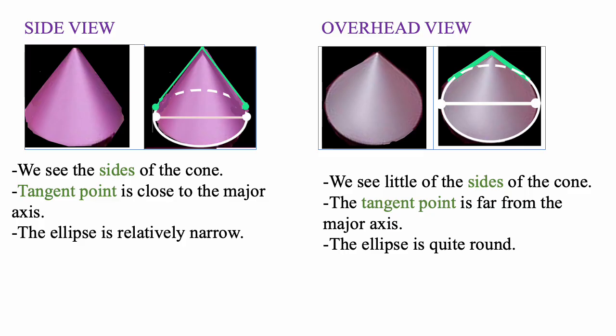Imagine we're looking at a Hershey's Kiss from the side view and from overhead. So what's the difference? This one looks more like a cone because we see its sides. The tangent point is close to the major axis of the ellipse, and the ellipse is relatively narrow. For the overhead view, we see less of the sides, so it looks less like a cone. The tangent point over here is far from the major axis of the ellipse, and the ellipse is quite round. We can see around a lot of it.